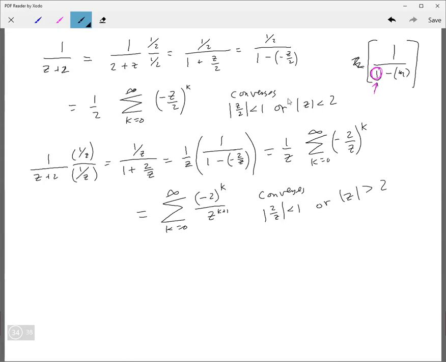So you have two different series. One converges for modulus of z less than 2, and the other one converges when modulus of z is greater than 2. They both represent 1 over z plus 2, but in different areas, different regions.